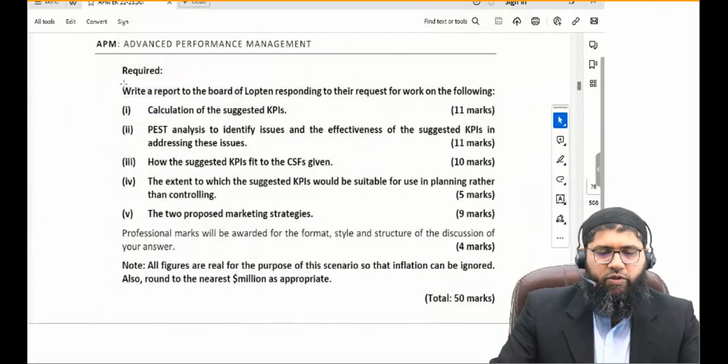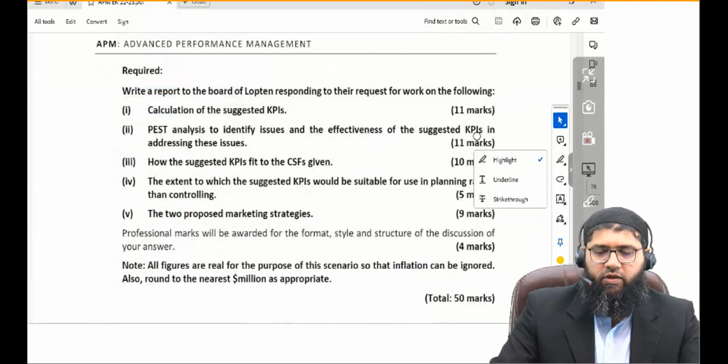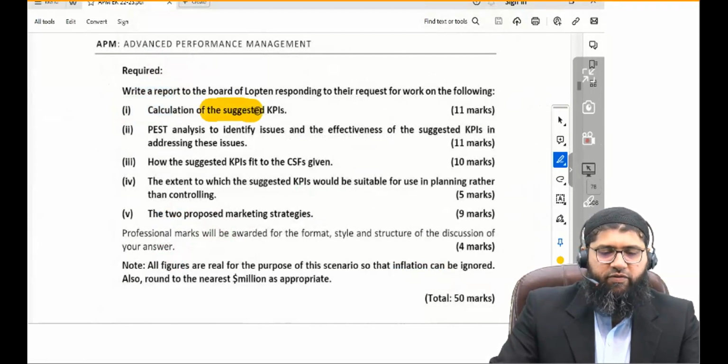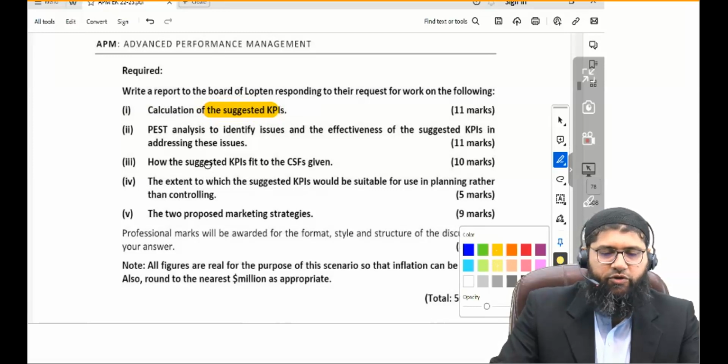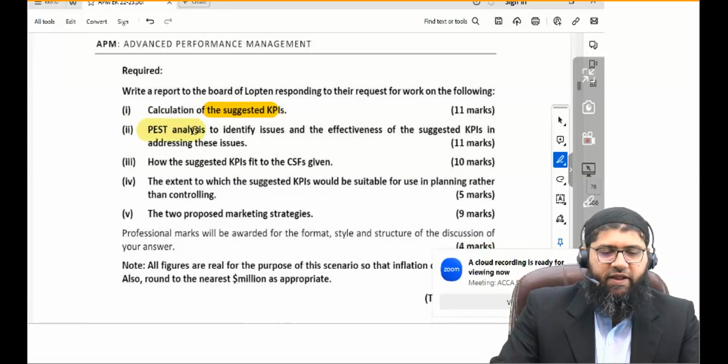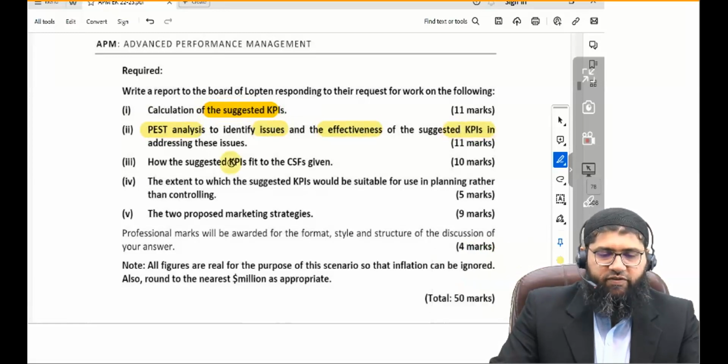write a report to the board of Lupton Industries responding to the request for the following. What are the following? Calculation of the suggested KPIs. So there are KPIs which have been suggested, and you've got to respond to that. The PEST analysis to identify issues and effectiveness of the suggested KPIs. How the suggested KPIs fit to the CSF given. The extent to which the suggested KPIs will be suitable for use in planning rather than controlling. And the 2 proposed marketing strategies.